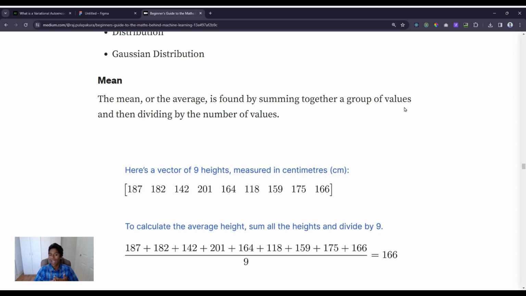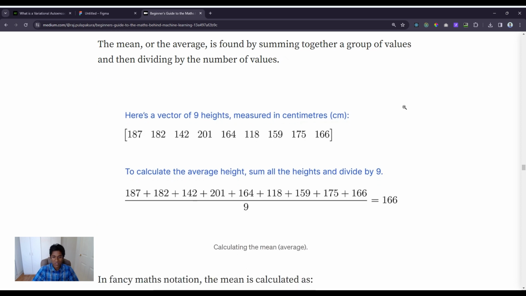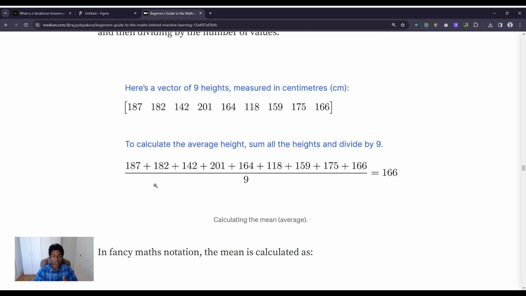The mean or the average is found by summing together a group of values and then dividing by the number of values. So let's say we have a vector of 9 values, and these could be heights in centimeters. So that's our vector right there. And to calculate the average height, we sum all of the heights together, and then we divide by the number of heights, which is 9 in this case. And then we get the average of 166.